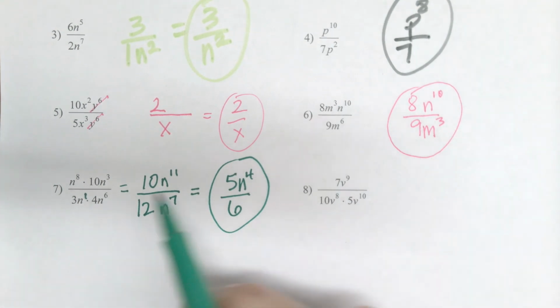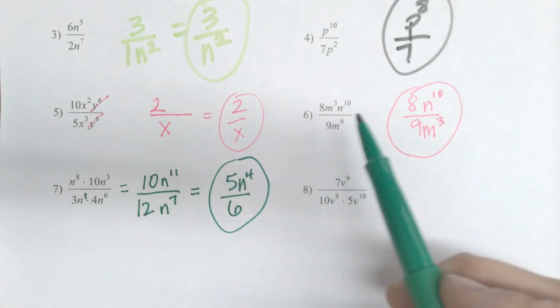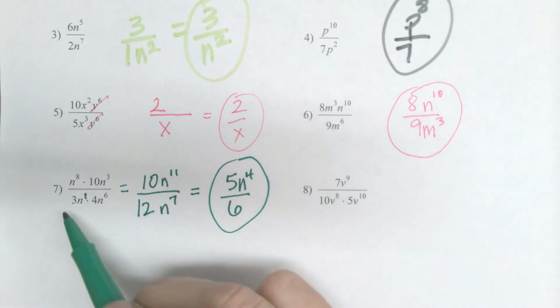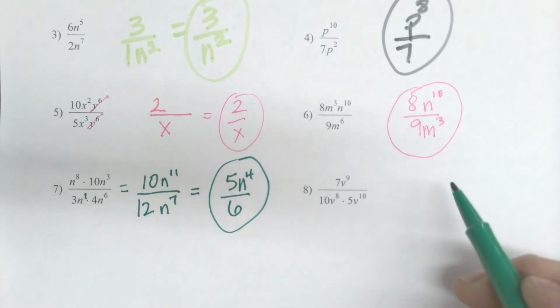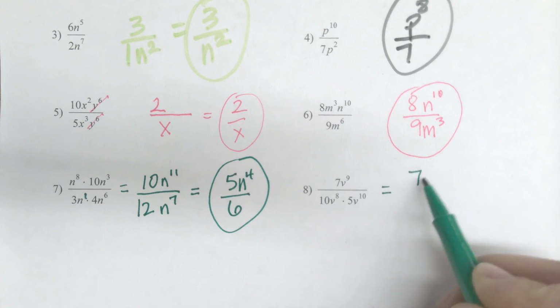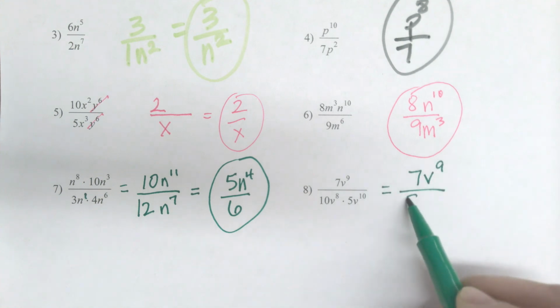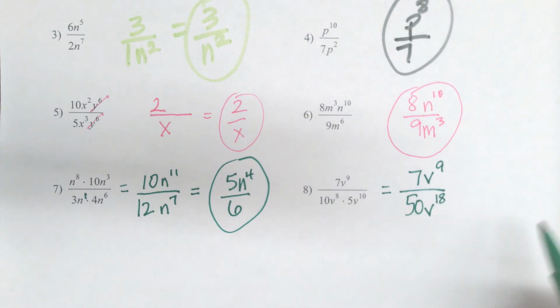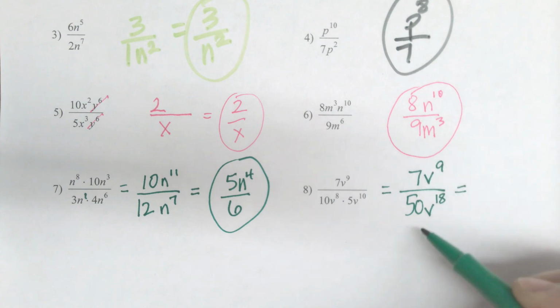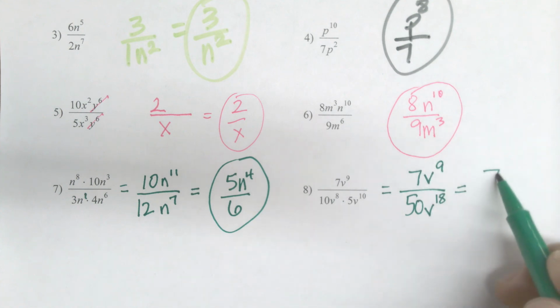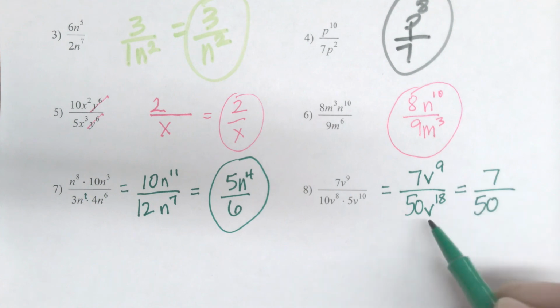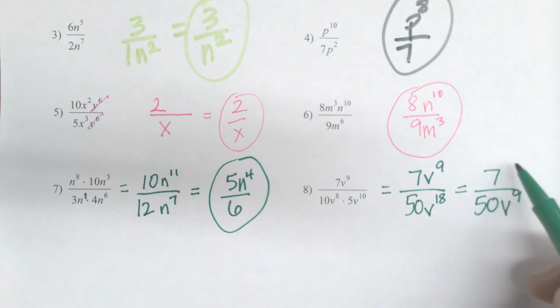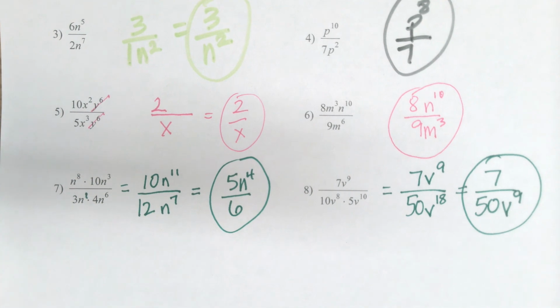So combine the tops and the bottoms first. I couldn't do it in 5 and 6 because I had all different variables, but here, because I have matching variables, I can combine. So this next one is 7v to the 9th over 50v to the 18th. 8 plus 10, add those together, they're on the same level. Then I simplify if I can. I can't do anything with the 7 and the 50. I have 9 more v's on the bottom. There's my final. So it's really just a matter of subtracting your powers. All right? Any questions?